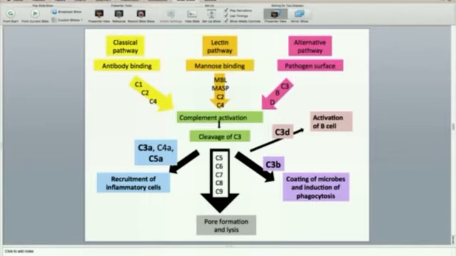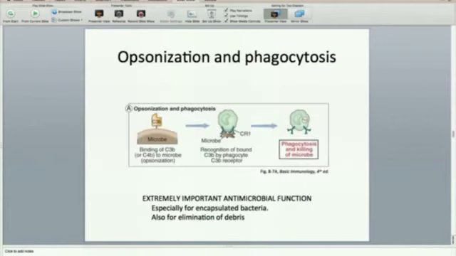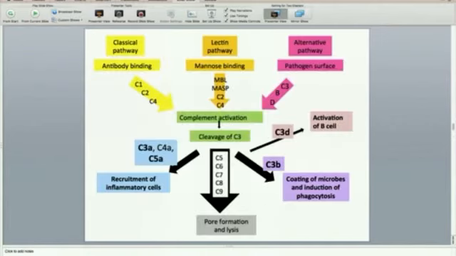Keep in mind that the alternative pathway is always cleaving C3 to initiate complement cleavage. And so we'll get to that in a moment. So the classical and the lectin pathways are similar and lead to, again, the cleavage of C3.